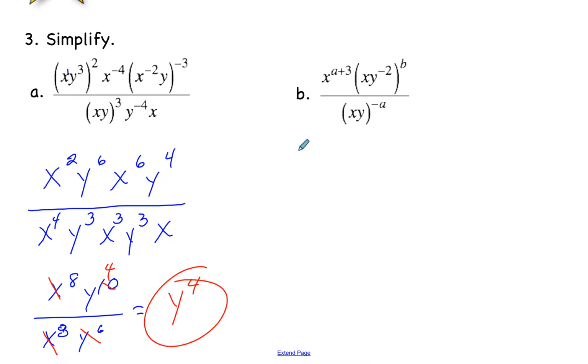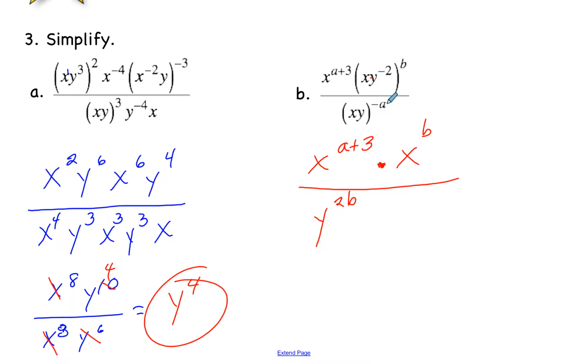All right, over on letter B, let's take a look at that one. We have x to the a plus 3. Nothing to simplify there. And then we're going to multiply that by x to the b. That's just a dot, kind of a messy dot. And then we're going to have y to the minus 2b. So I'm going to put y down in the denominator, y to the positive 2b.